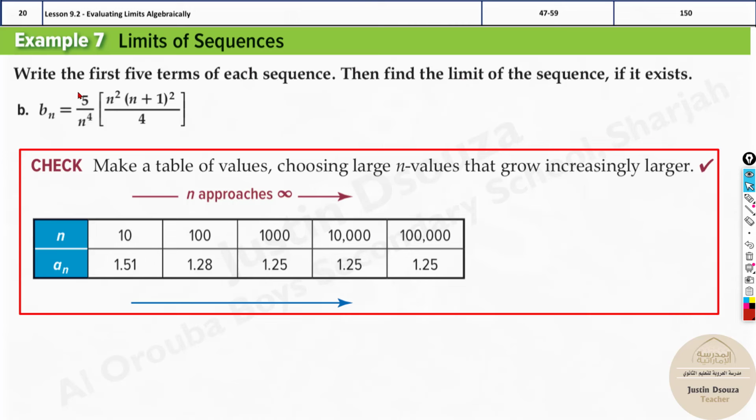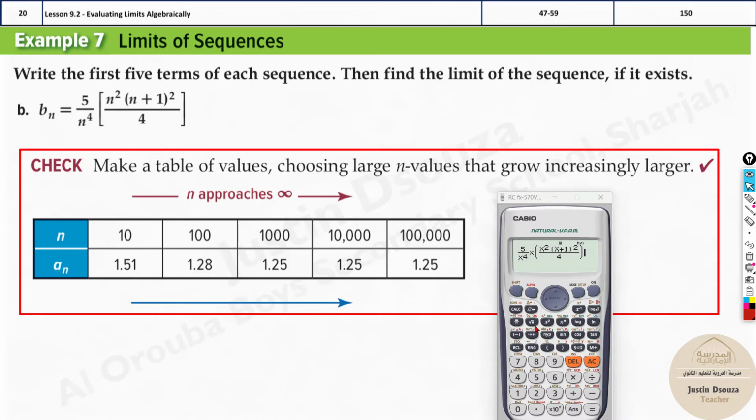But there's an easy way to find it out. I'll just show you now. I've typed the given equation over here as it is, with alpha x. It's in mode 1 only, computation mode. Now press calc and try different values. I'll try at 10. What's the value I'm getting? It's 1.51.